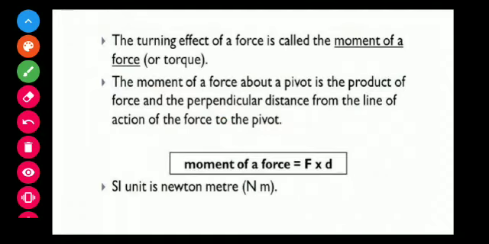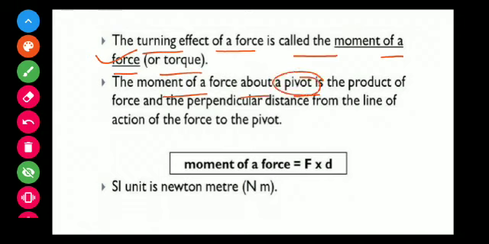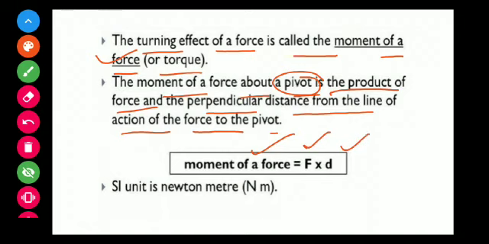Next, this is your torque. The turning effect of a force is called moment of force or torque. Moment of force about a pivot, about a point, that is the axis of rotation, is the product of force and perpendicular distance from the line of action of the force. Therefore, moment of force is equal to force into perpendicular distance of the line of action of force from the axis of rotation. What is the SI unit of torque or moment of force?